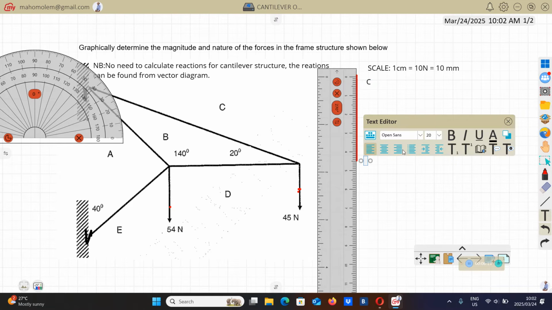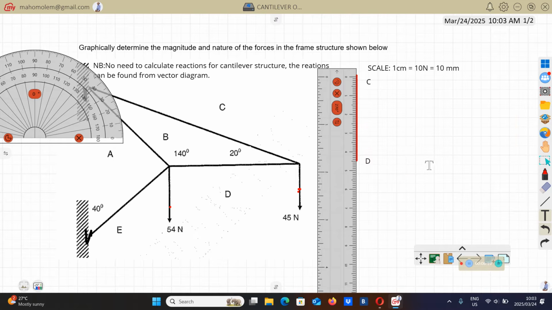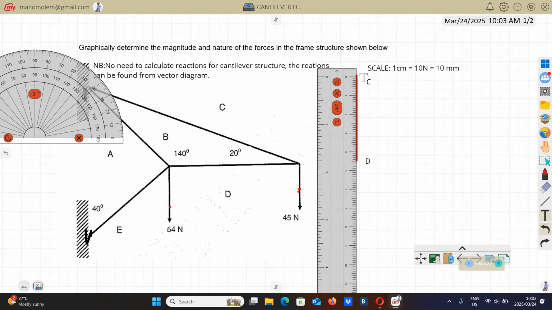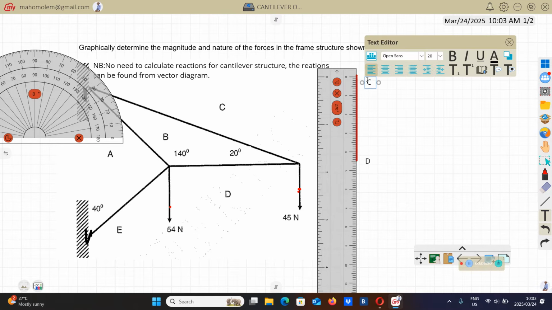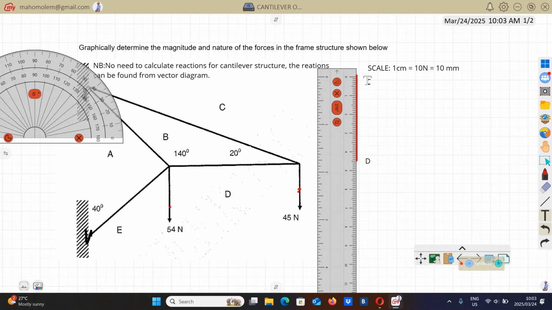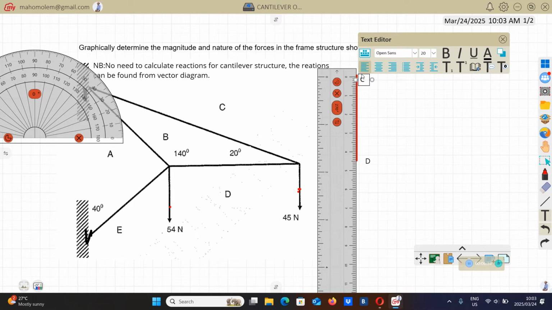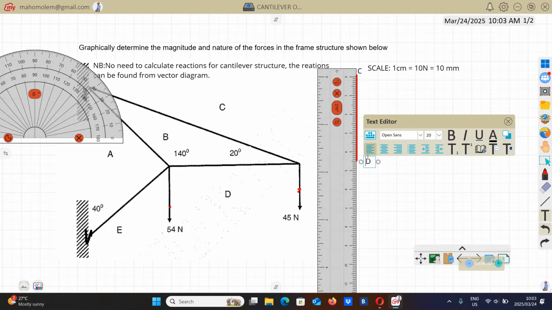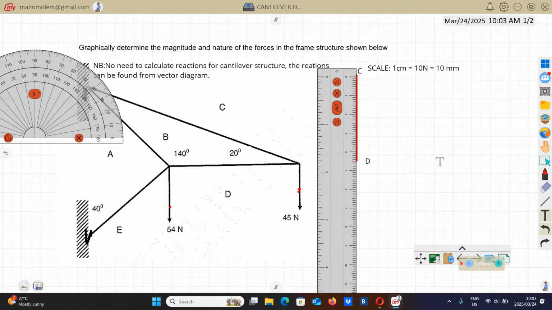Okay, let's leave it like that. This one will be D. Right. Let me see if I can move this. Yeah, I'm trying to move this C here. Yeah, like this. Good. Okay, let me leave D like that. So we are done with this force.